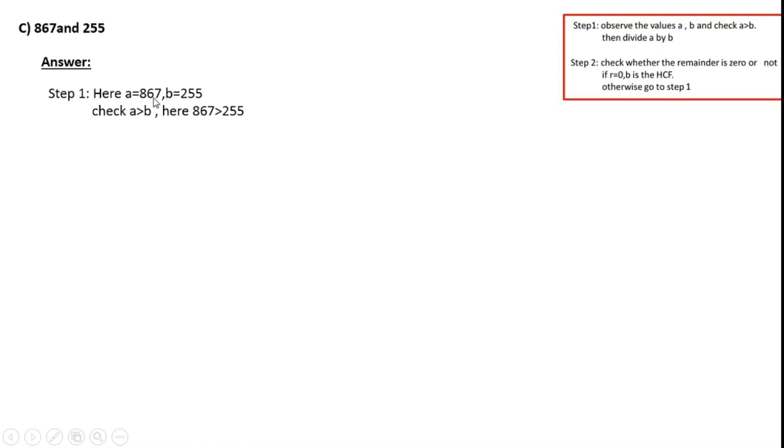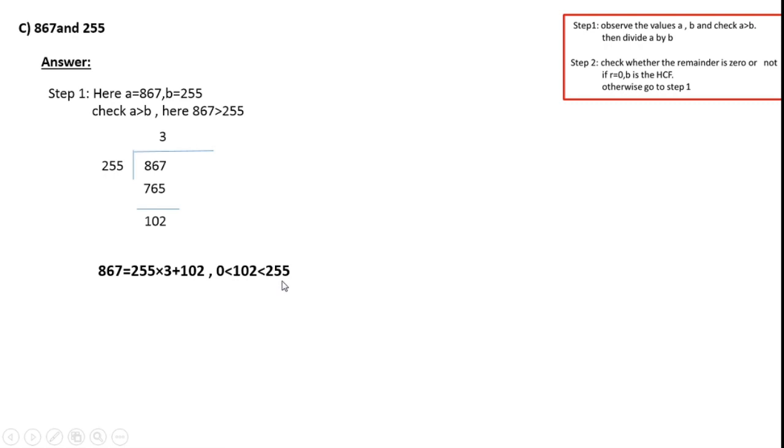I will explain one more example: 867 and 255. Here A equals 867 and B equals 255. Check A greater than B. Here 867 is greater than 255. Now we can divide 867 by 255. 3 times 255 is 765. Now the remainder is 102. This we can write as 867 equals 255 into 3 plus 102, where the remainder 102 is less than the divisor 255.